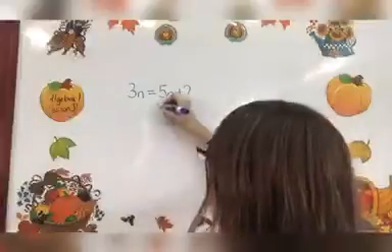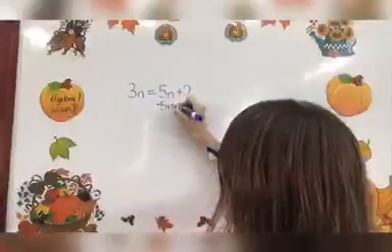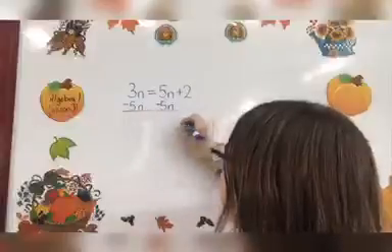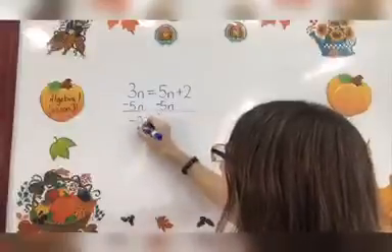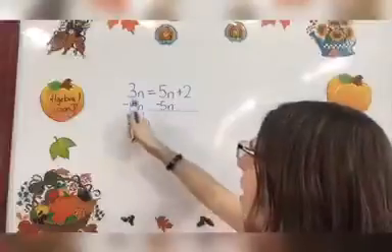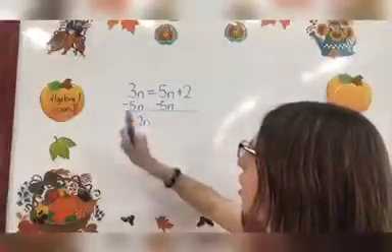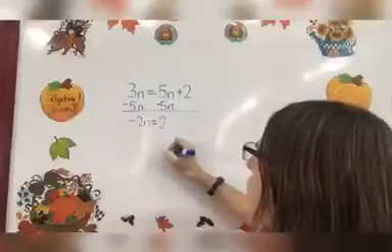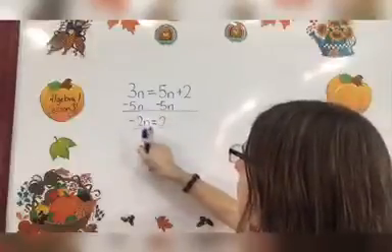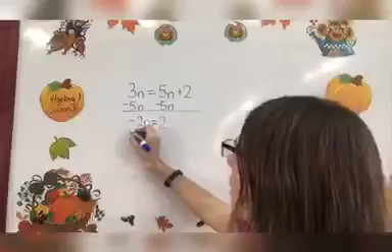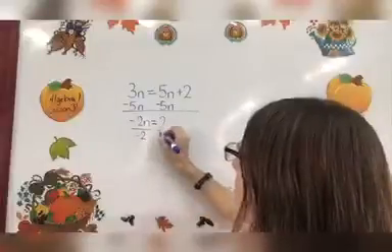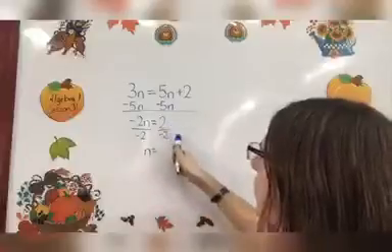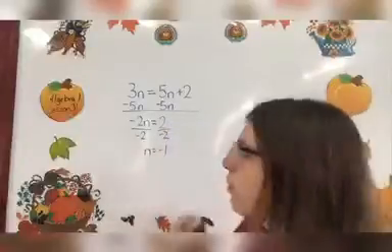I'm going to subtract 5n from both sides so I can get my variable just on one side. I get negative 2n over here because 5 minus 3 is 2. The larger absolute value is negative, so my answer is negative. So negative 2n equals 2. Whoops, don't know what's happening with my lines there. Okay, divide both sides by negative 2. n equals 2 divided by negative 2 is negative 1.